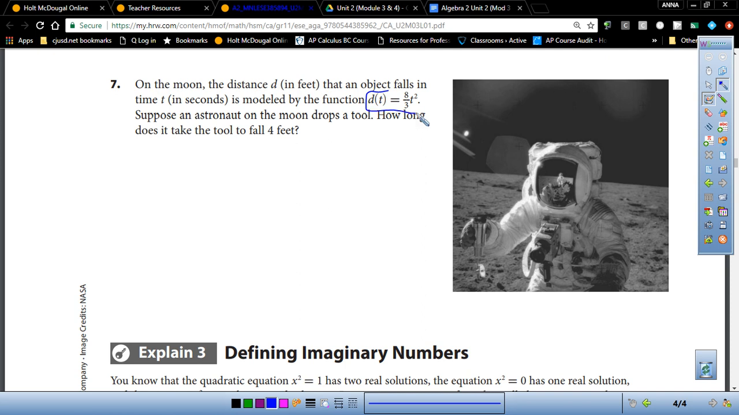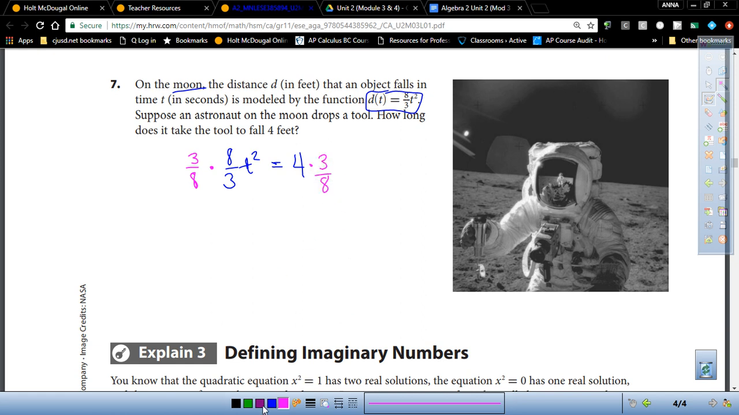Alright, so notice this one you were using a different formula. We're using a different formula because we are on the moon, and the other formula applies to Earth. So this time gravity is 8/3, a lot smaller than the gravity on Earth. Okay, so I have 8/3 t squared, and I want to figure out how long it takes it to equal 4. So how did you get rid of your fraction? Well, hopefully you multiplied by the reciprocal.